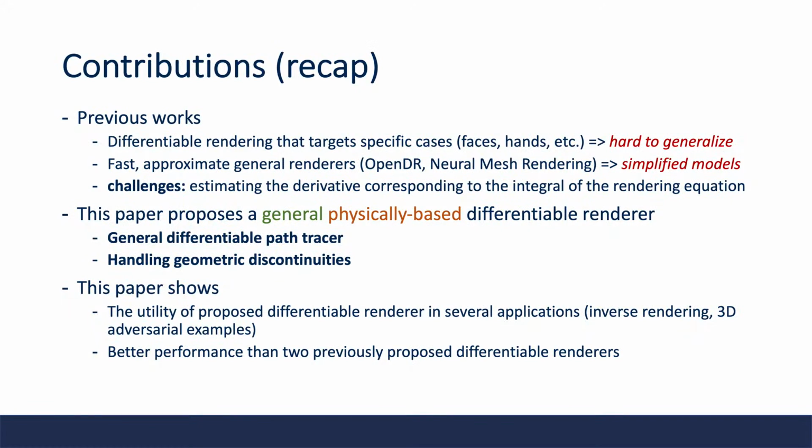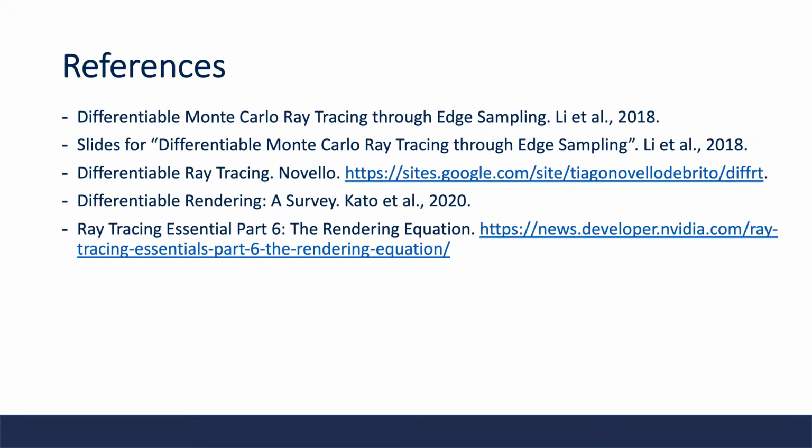Finally, let's recap the contributions of this work. This paper proposed a general physically based differentiable renderer, and there are two main points. The first is a general differentiable path tracer that uses Monte Carlo estimation to approximate both the integral and the gradient of the integral. The second is a novel edge sampling approach to handle the geometry discontinuities. Finally, this paper demonstrates its utility in real applications, such as inverse rendering and producing 3D adversarial examples. It also shows it can produce better, more accurate gradients than previous work. This is all the introduction of this work. Thank you very much.